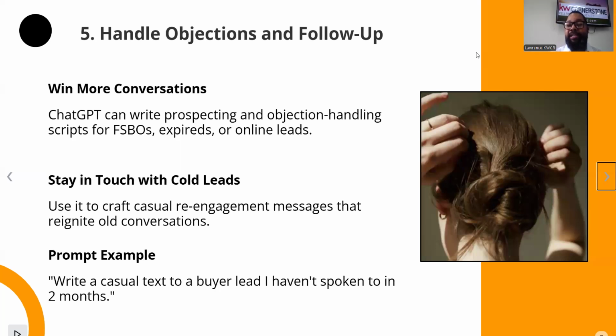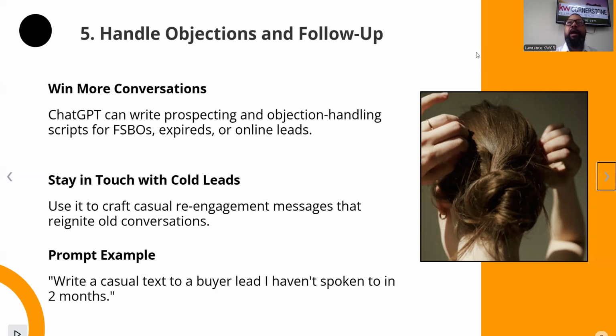So here's another good one. I can ask ChatGPT to help me handle objections and follow up, and I can win more conversations. So ChatGPT can write prospecting and objection handling scripts for FSBOs, expireds, or online leads. Okay, so that's really cool because let's say you need to tailor a conversation a certain way for someone specific that you need to speak to.